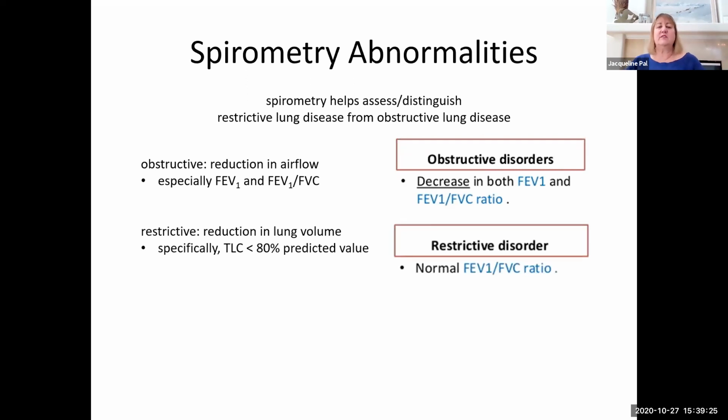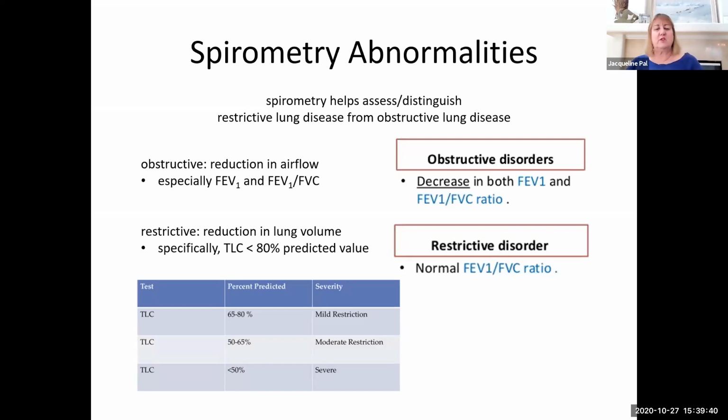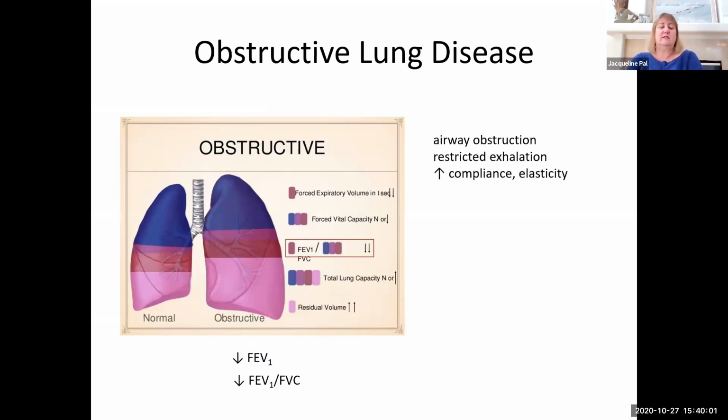In contrast, in restrictive disorders, we are going to have normal ratios, but the lung volume is decreased. So the total lung capacity falls, and we can actually grade these depending on what the total lung capacity is. If you're more than 80% of the predicted value, you are considered normal. But if you're closer to 50 to 60%, then you're considered moderately restricted. So let's look at these two different types of disorders a little bit closer, starting first with obstructive lung disease.